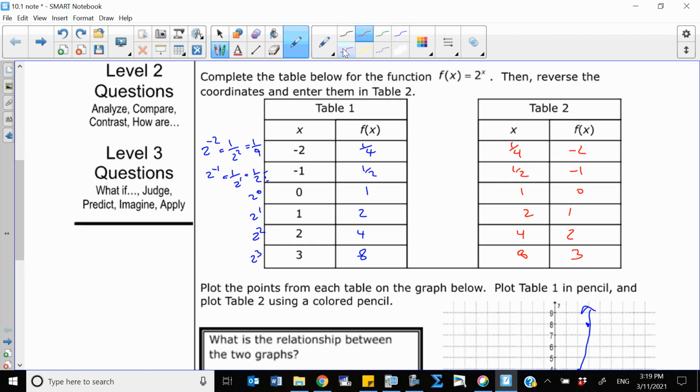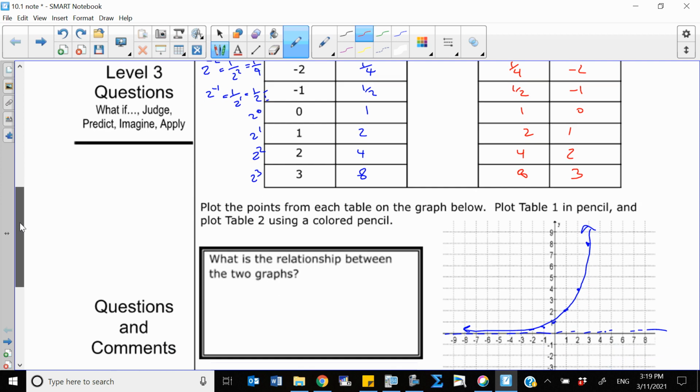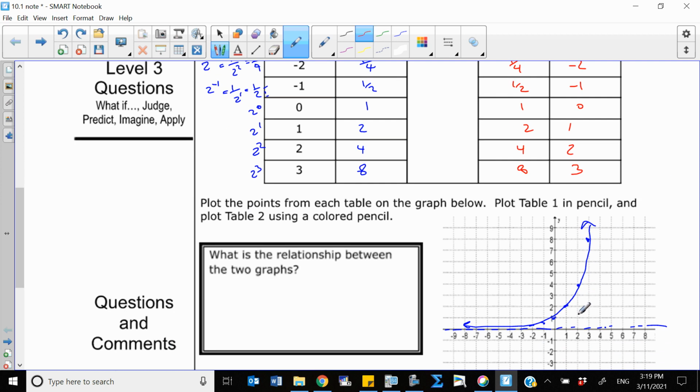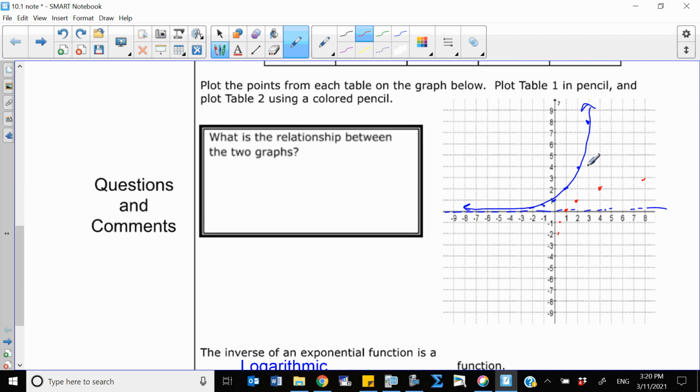Now for the second one, if I switch x and y, I'm going to get these values. And for graphing, when x is 1 over 4, y is -2 here. X is 1 over 2, y is -1. X is 1, y is 0. X is 2, y is 1. For 4, it's 2. 8 is 3. So now I can graph this function.